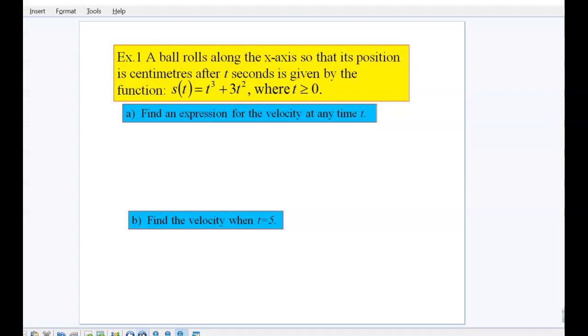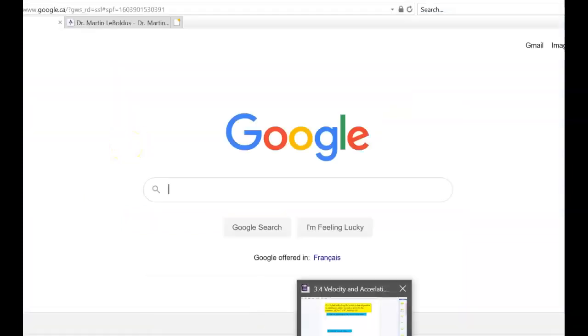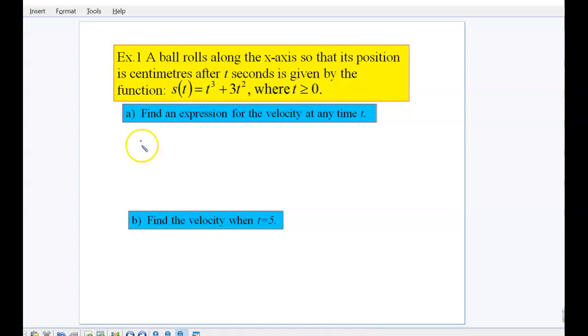A ball rolls along the x-axis so that its position in centimeters after t seconds is given by the formula t cubed plus 3t squared. Find an expression for the velocity at any time t. Velocity is equal to the derivative of the position function, so it would simply be 3t squared plus 6t.